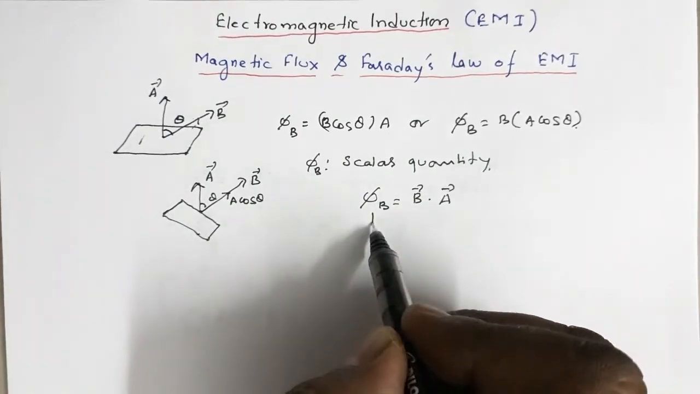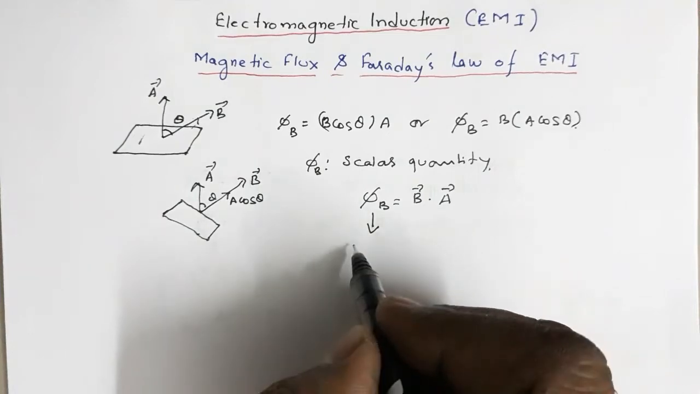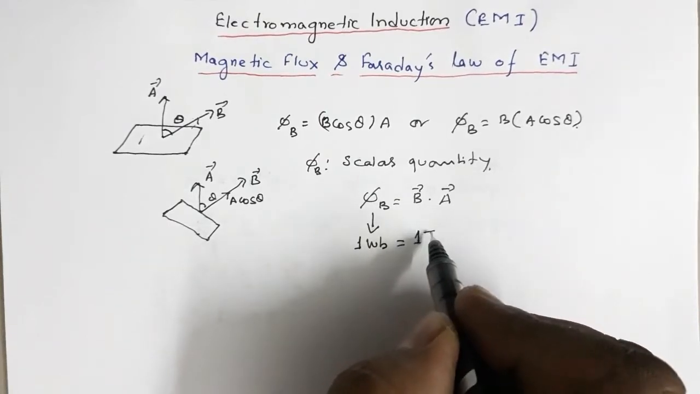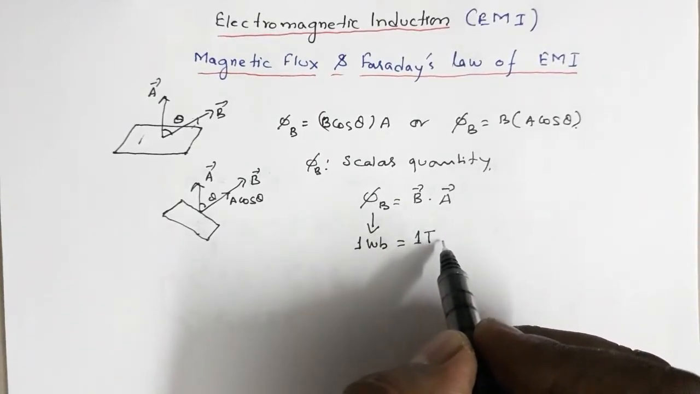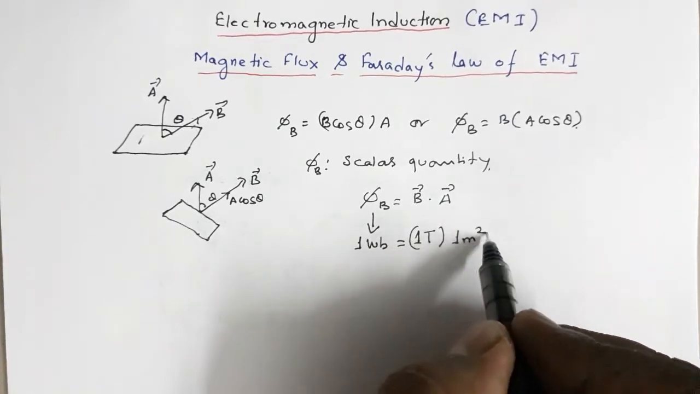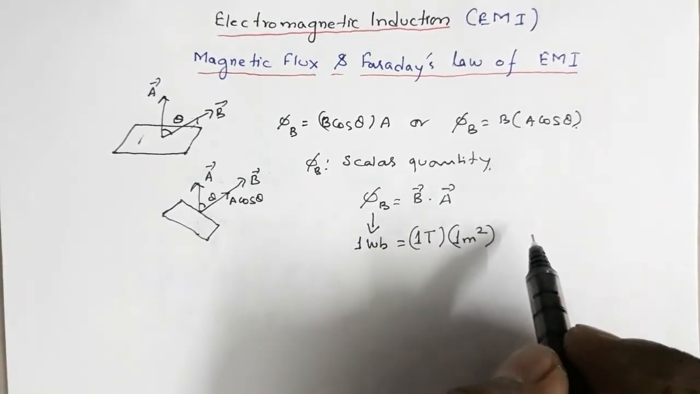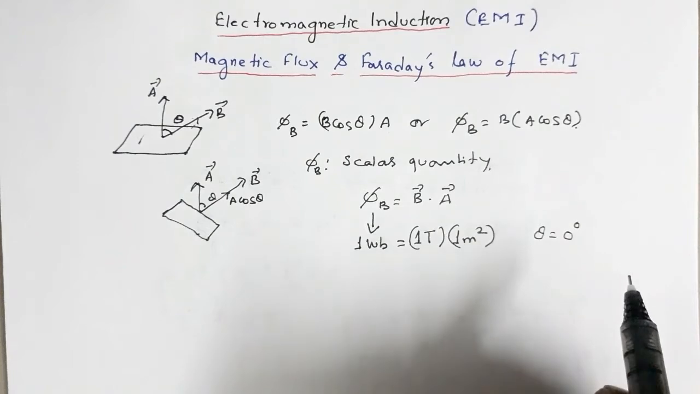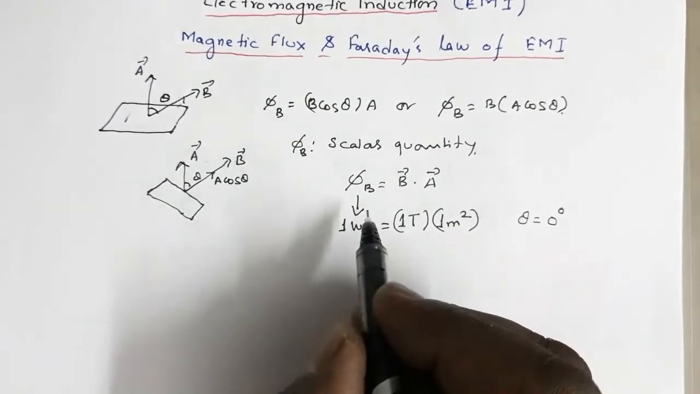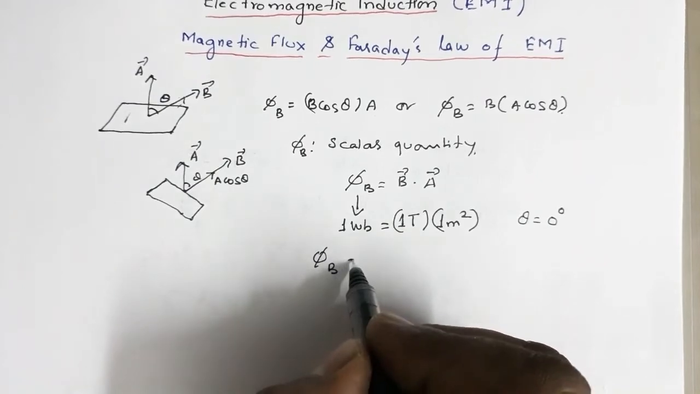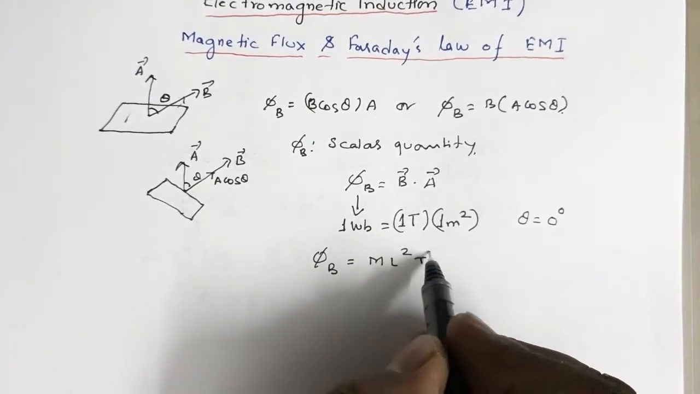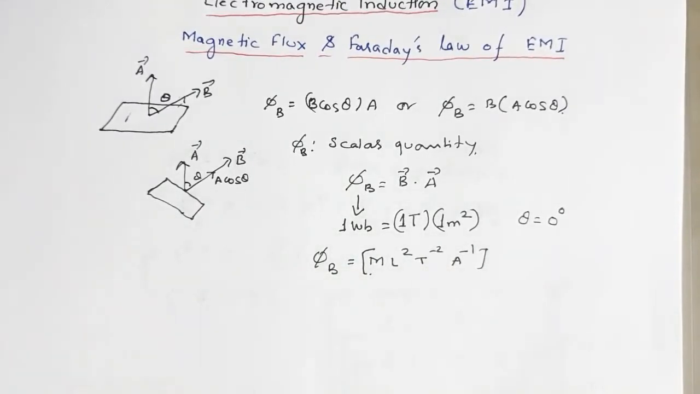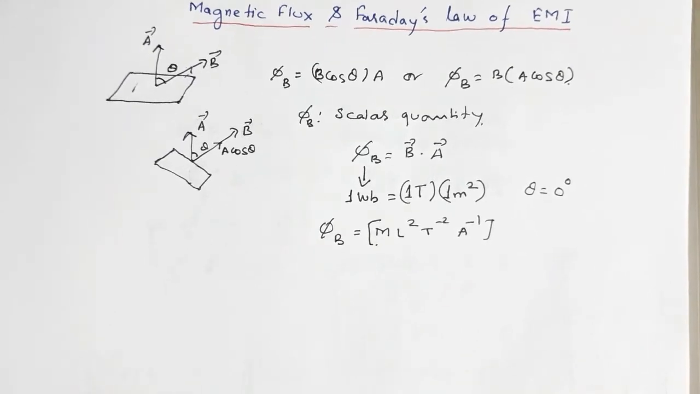Now the unit of magnetic flux is Weber. So 1 Weber is 1 Tesla times 1 meter square, when B and A are in the same direction, for theta equal to 0 degrees. And the dimensional formula for magnetic flux is M L square T inverse 2 A inverse 1. Okay, so this is magnetic flux.